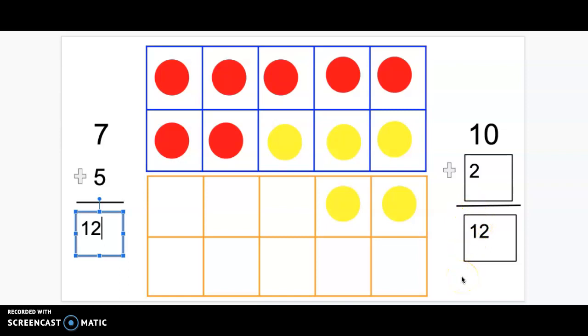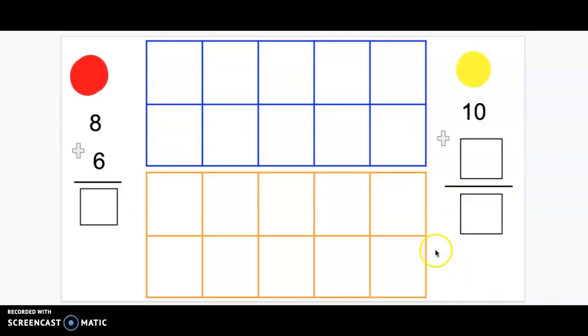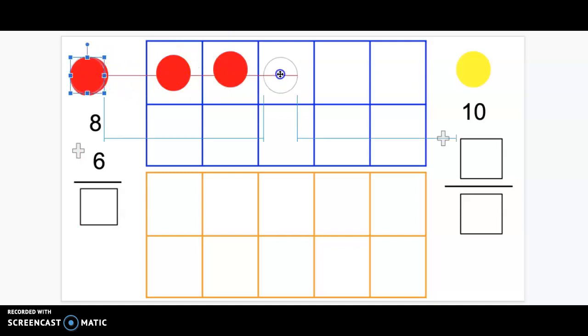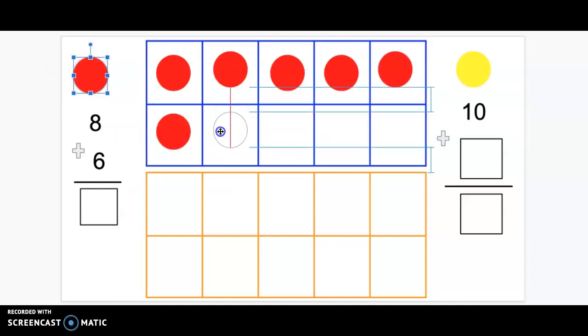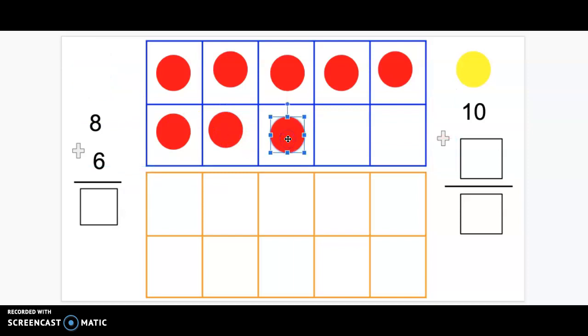Good. Now we have 8 plus 6 equals. Let's do the same thing. We're going to use the blue 10 frame and the red counters to represent the number 8. Here's 1, 2, 3, 4, 5, 6, 7, 8. All right, we have 8 counters. Now we need 6 more.